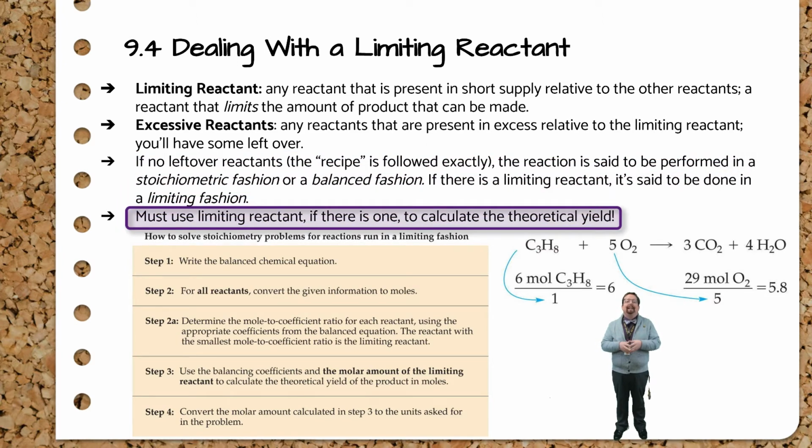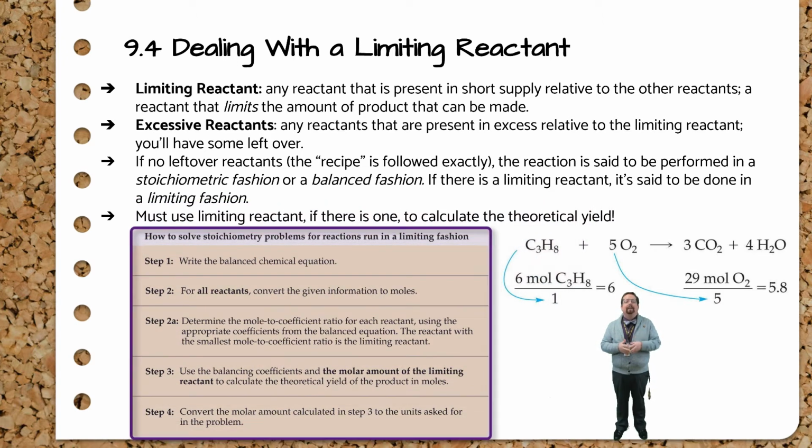Since the limiting reactant limits the amount of products we can make, we have to use the limiting reactant to calculate the theoretical yield. So how do we know which reactant is limited? Well, you can follow these steps to determine that. Write out your balanced equation, convert the grams of each of your reactants to moles, and then divide each of those mole values by the coefficient in the equation to get a mole to coefficient ratio. Whichever reactant has the smallest mole to coefficient ratio is the limiting reactant.